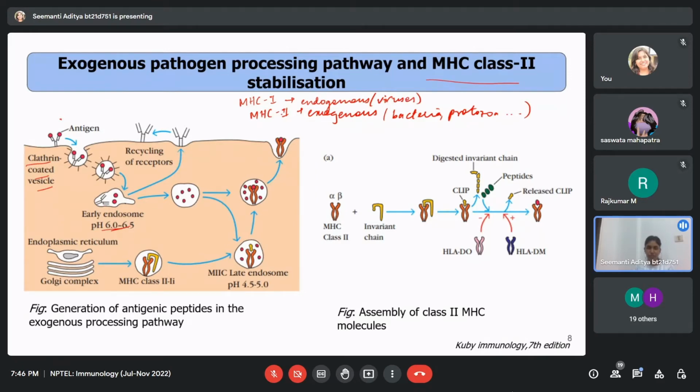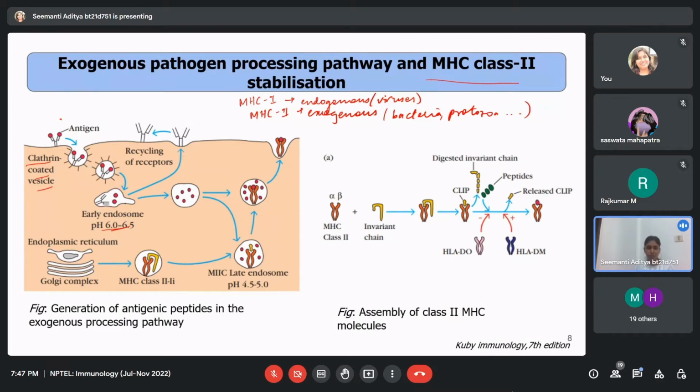So MHC class 2 is present on the antigen presenting cells. This is the surface of, say, a dendritic cell or a B cell or a macrophage, which are antigen presenting cells. So, back to where the antigen is processed and cleaved into smaller fragments. These fragments are present in the form of a vesicle. Now, this vesicle containing antigenic peptides or fragments will fuse with a vesicle containing the MHC class 2 molecule.